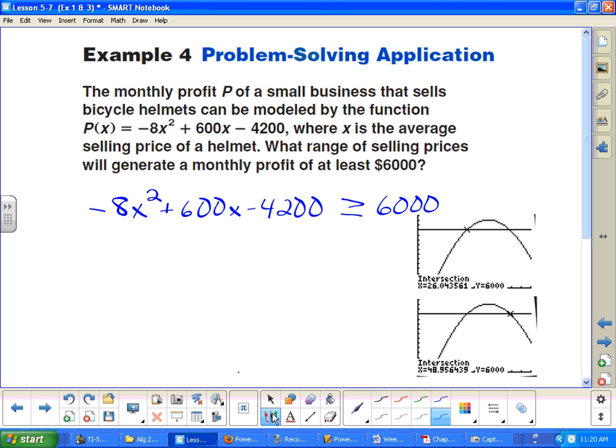So my answer then is going to be, average selling price of a helmet. What range of selling prices? Then when X is greater than or equal to $26.04 and less than or equal to $48.96. Okay. So anywhere in that range, they will make a profit of more than $6,000 in a month.